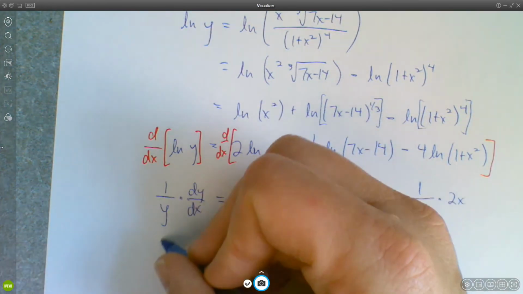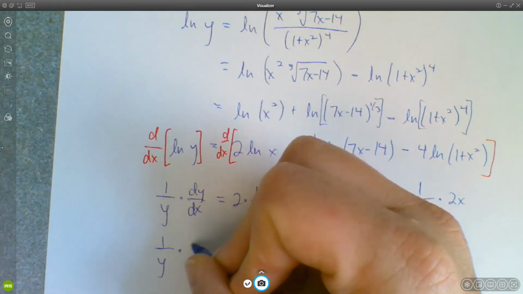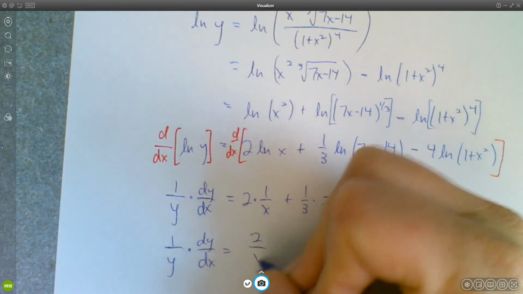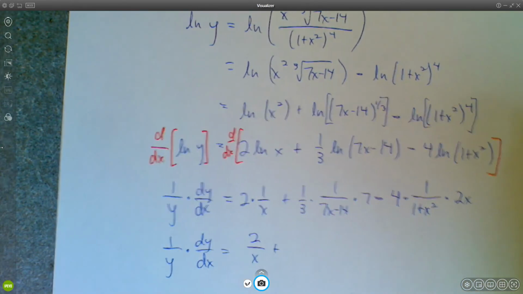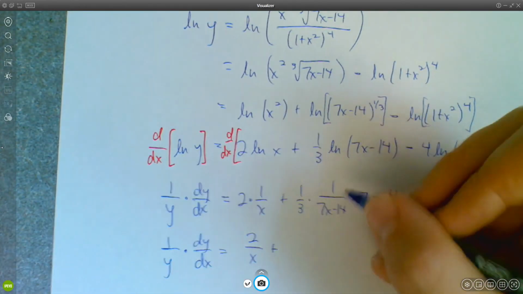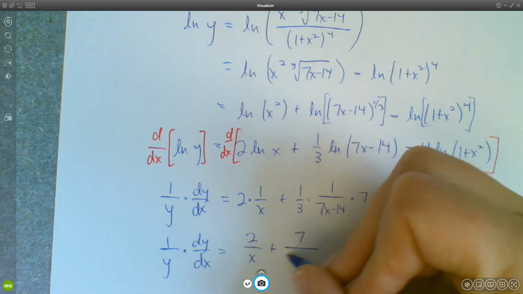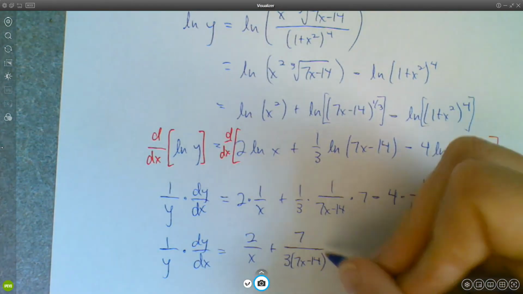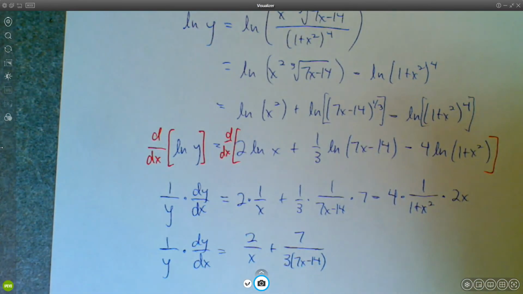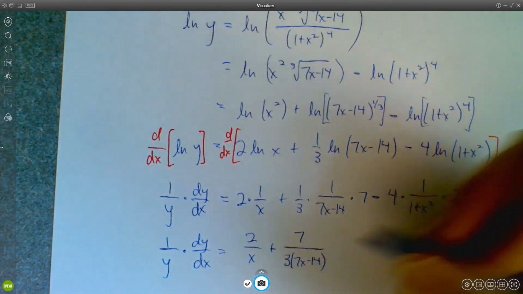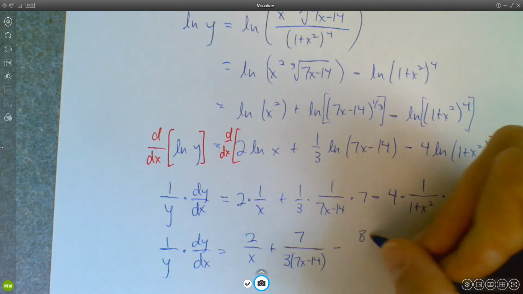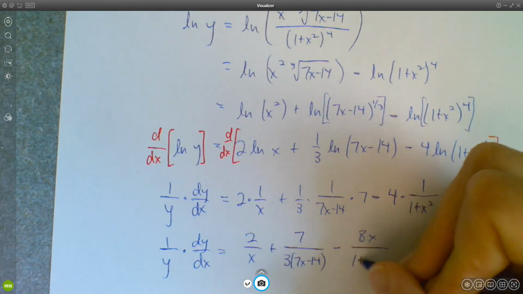Let's see if we can clean that up a little. We've got 1 over y times dy/dx equals 2 over x plus, I'm going to put the 7 up in the numerator and the 3 down in the denominator. We could really factor out a 7 actually. Oh yeah, we can make that a lot nicer. Well, maybe in the next step. 4 times 2 is 8. I'm going to call this 8x over 1 plus x squared.